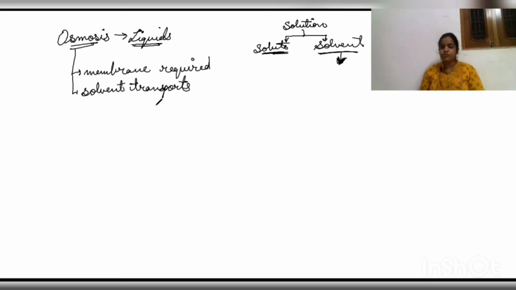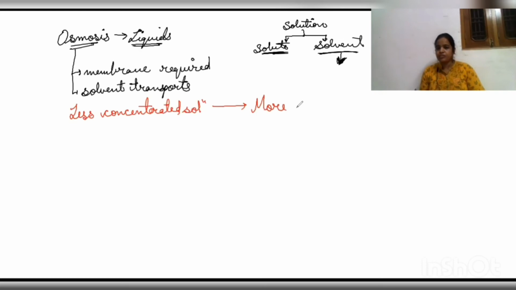So solvent transports across a semi-permeable membrane from less concentrated solution to more concentrated solution. Now guys, this point is very important. It creates confusion in our minds even though we are clear with it. Now, what is this less concentrated solution and more concentrated solution? Usually students do get confused, so I'm going to explain this part first, then we'll talk about osmosis further.